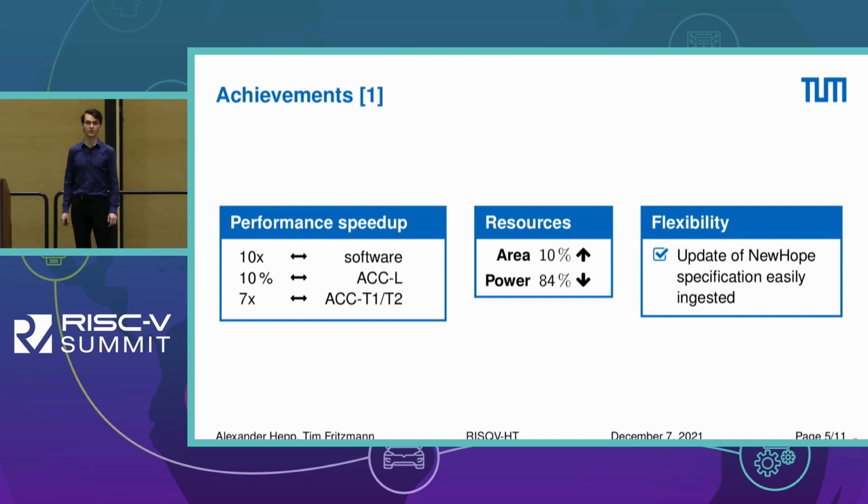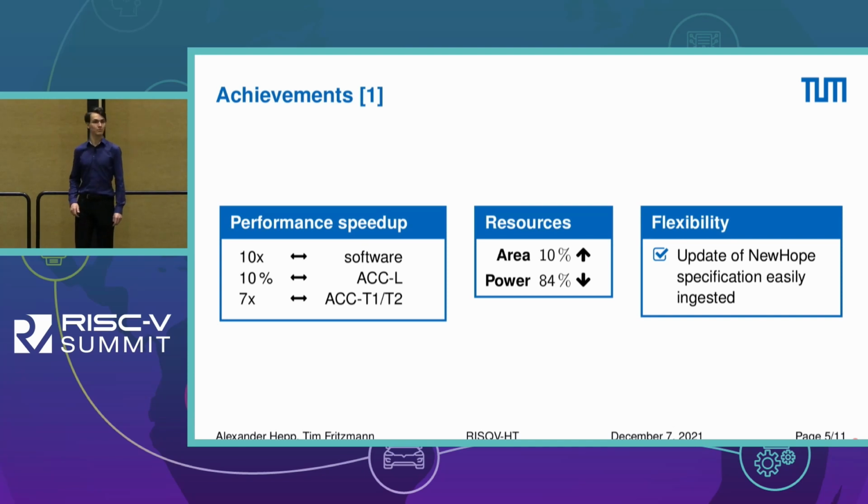So this is one of the post-quantum cryptography algorithms. There was a change in the specification during the development of the chip, and we could just incorporate this change by changing our software. We didn't have to do any hardware change, just change the software using existing accelerators, and that was already dealing with this NewHope specification update.